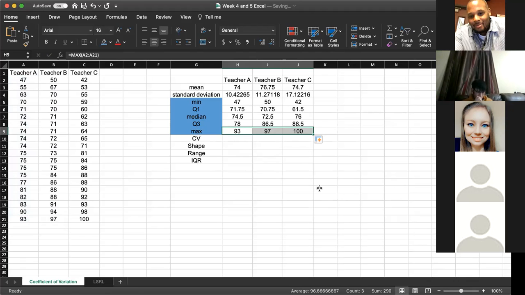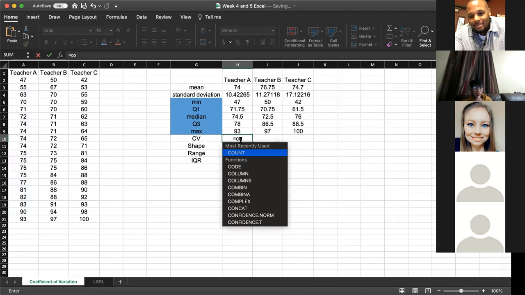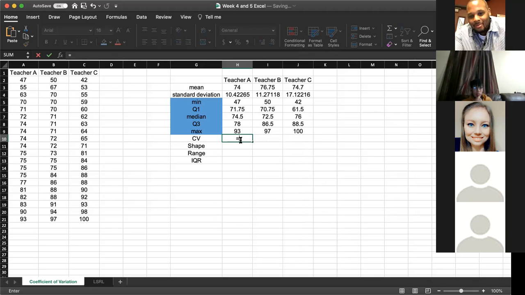Now, coefficient of variation. A couple ways we can do it. We have a formula. Excel might actually have a formula. Let me see if Excel has a formula. I couldn't find it. I don't think it has one, so we have to calculate it by hand. And it's easy to calculate though. It's just the standard deviation divided by the mean times 100. So we're gonna take the standard deviation, which is this value right here, divide that by the mean, which is this value here, and multiply that by 100 to make it a percent.